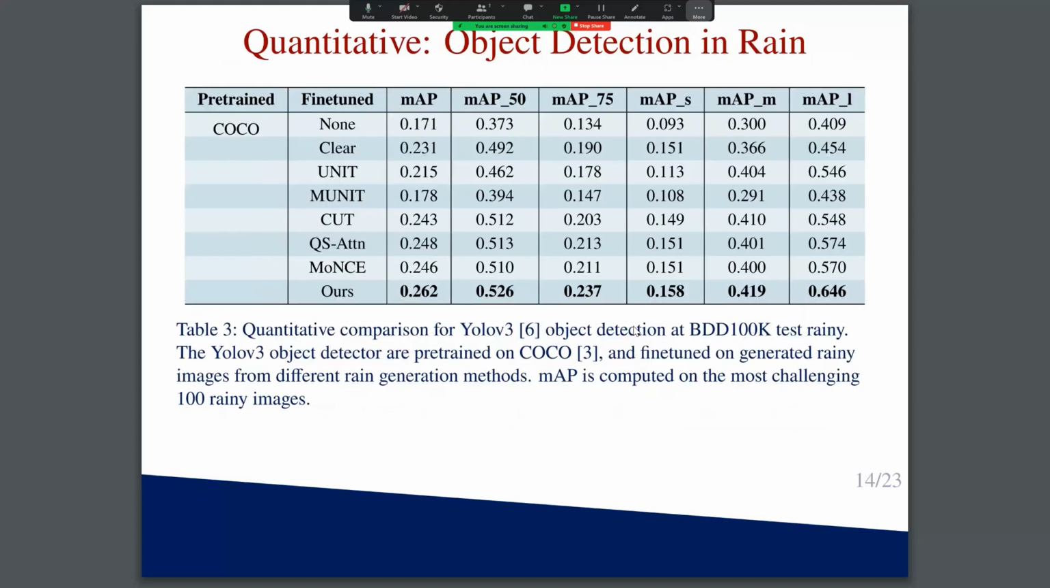Finally, we show the quantitative comparison for object detection in rain, where similarly we first fine-tune the YOLOv3 object detection algorithm upon the generated rain images from different methods, and then test it on the rain images to get the mAP score. And here our method leads to the best object detection performance, regardless of IoU threshold or object sizes.